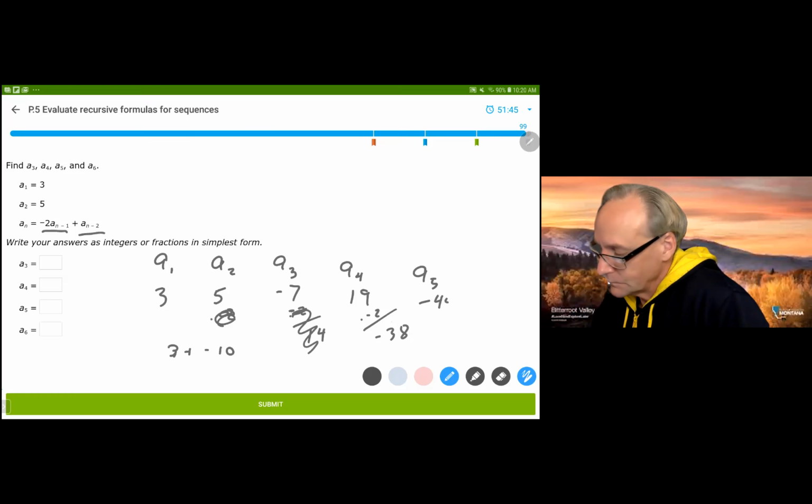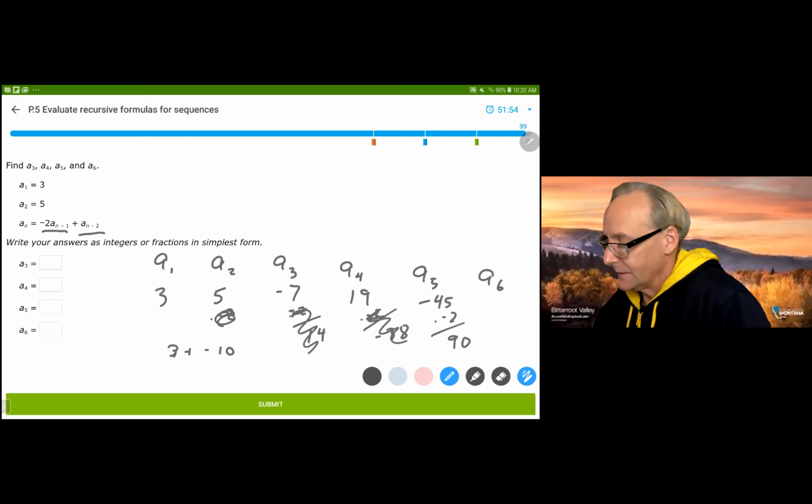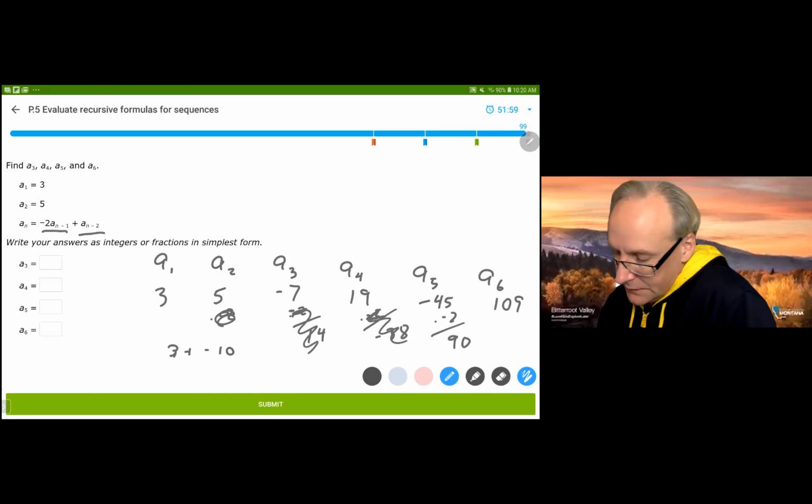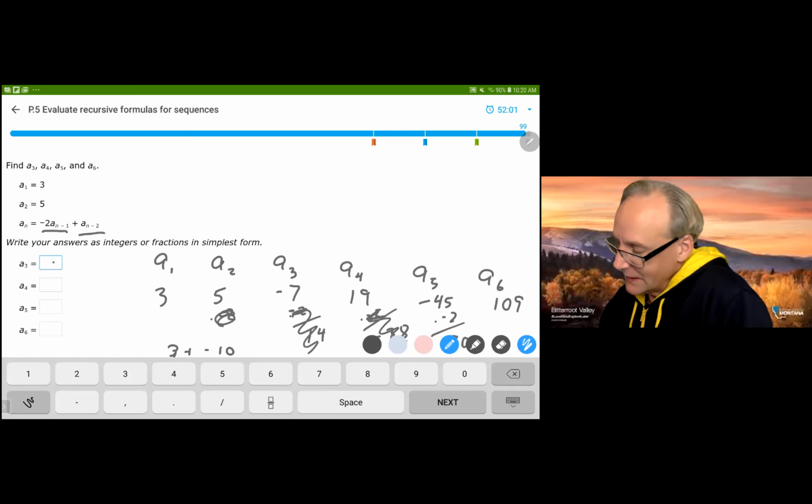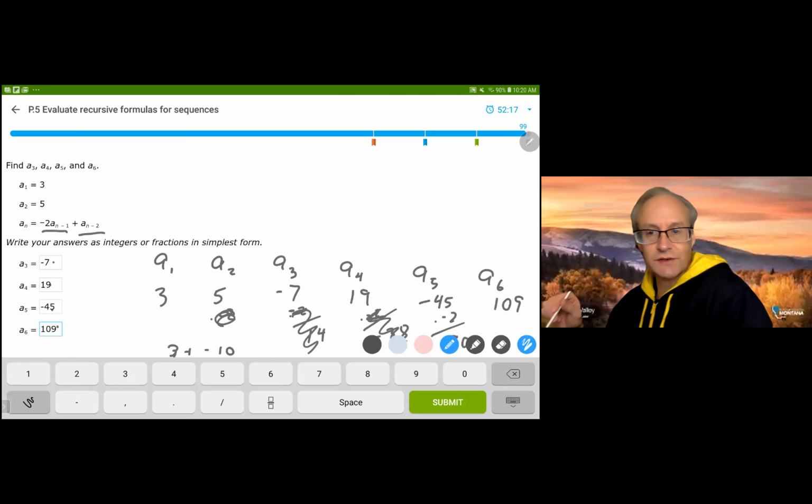Anyway, negative 38 plus negative 7 is negative 45. And we have one more. A6, we're going to multiply the last one by negative 2, which is going to be 90. And then we're going to add the 19, which is going to be 109. Okay, it looks good. Hopefully I didn't make any dumb errors. Negative 7, 19, negative 45, and 109. Whenever I get distracted, sometimes I always worry that it's going to mess me up, but I'm pretty sure it's right.